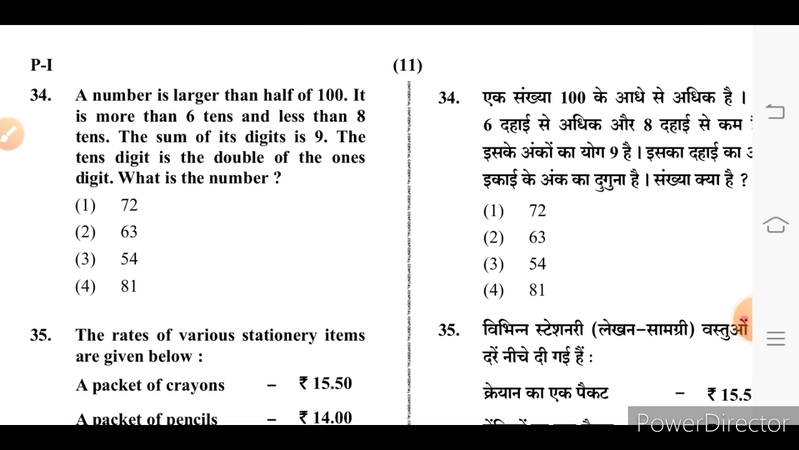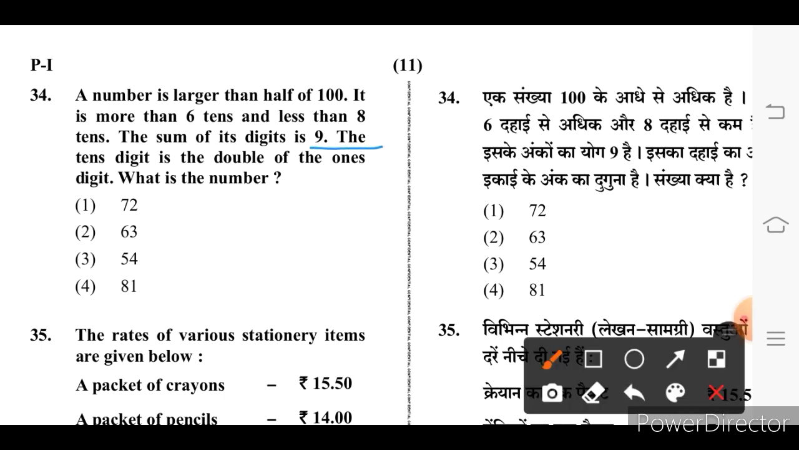A number is larger than half of 100. It is more than 6 tens and less than 8 tens. The sum of its digits is 9. The tens digit is double the ones digit. What is the number? First observe the question.